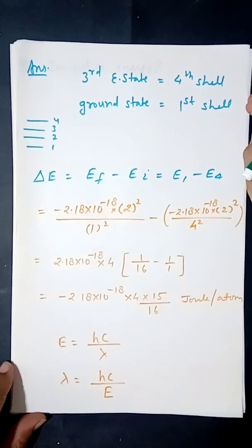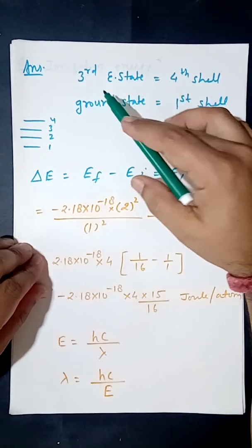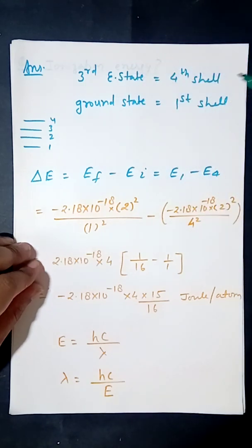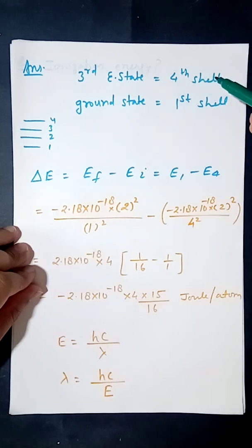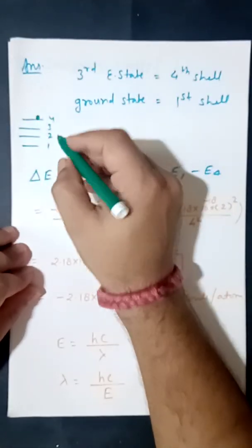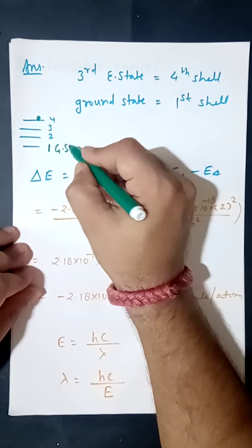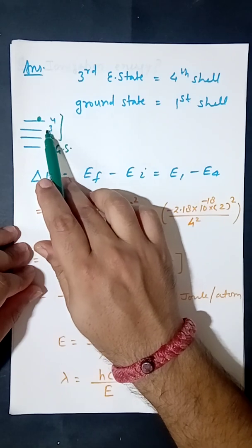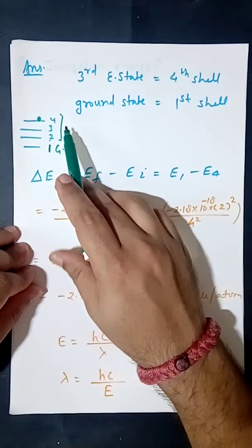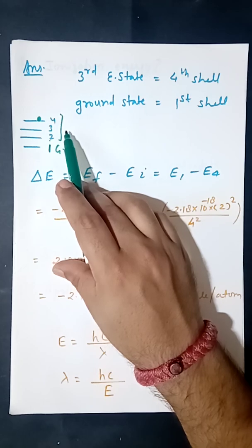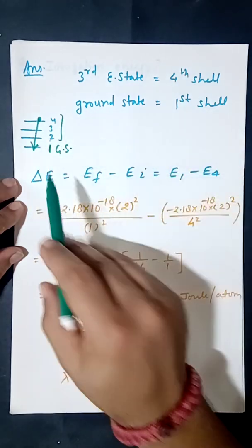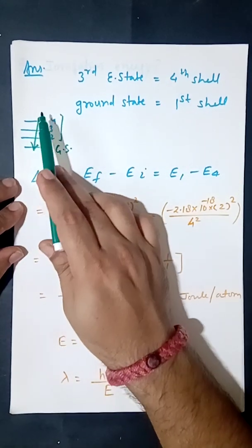Now this is the solution. As per the question, the electron returned from the third excited state, and third excited state means it should be the fourth shell. Remember, it is the first shell which is considered as ground state, and the rest are considered as excited states. This is the first excited state, this is the second excited state, and this is the third excited state. So the electron returned from the third excited state means from the fourth shell to the ground shell. So the final shell will be 1 and the initial shell will be 4.